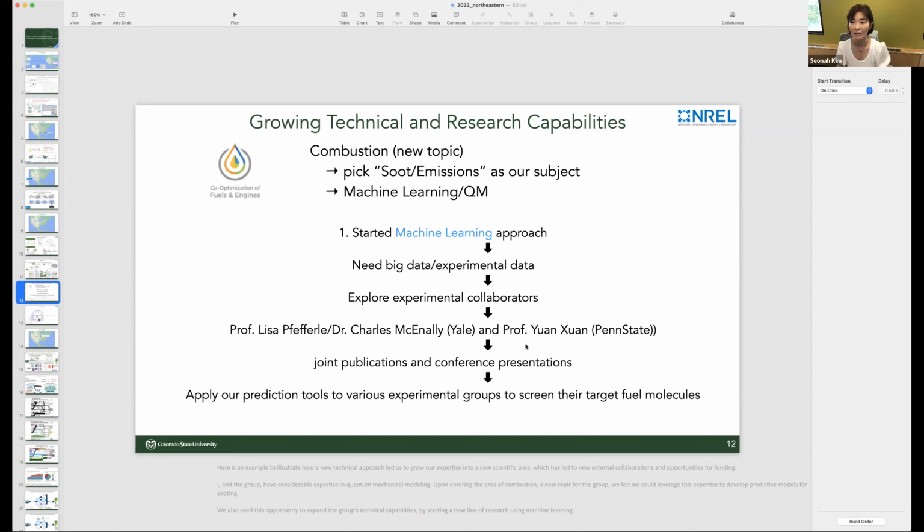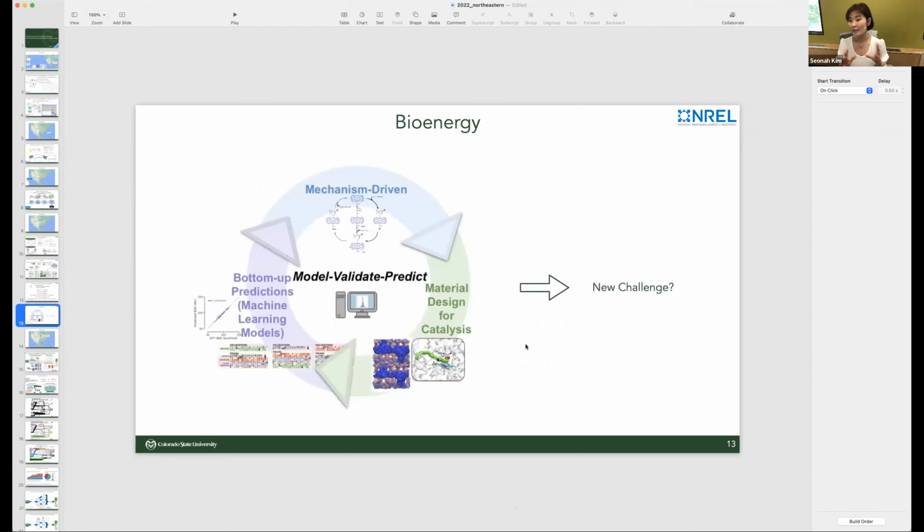Of course, after 1 or 2 years, the machine learning area started to grow. Then I got a lot of compliments from our DOE managers, saying, oh, you did a really good job. You were already doing this, even though some people complained about my new approach a year ago. That is how I grew myself at NREL as a PI. So I did a lot of research in bioenergy, right? And then I did a lot of mechanistic studies, studying catalysis, and also some material design using QM and MD.